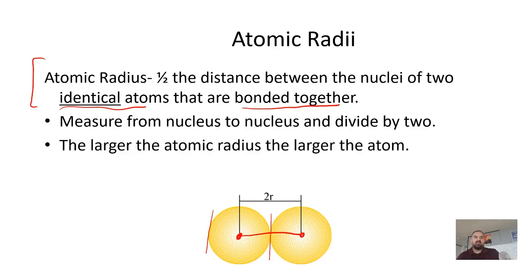Right here it says that it's a measure from nucleus to nucleus divided by 2. You don't need to write this. It's just reiterating what it says in the definition. And I'd like for you guys to know the actual definition. This next part you absolutely don't want to write. So a larger atomic radius means a larger atom. That one should just be intuitive.